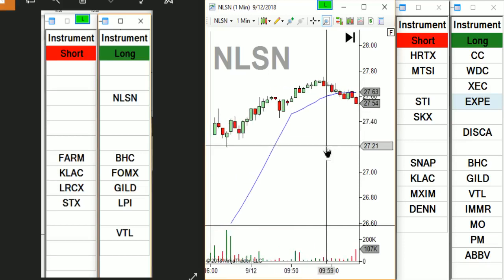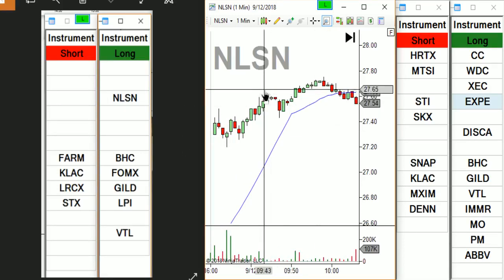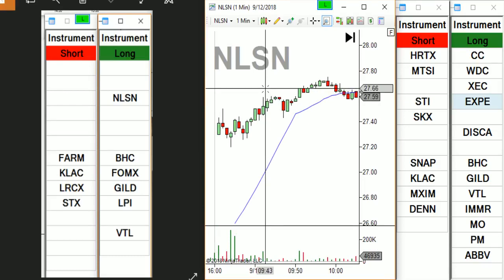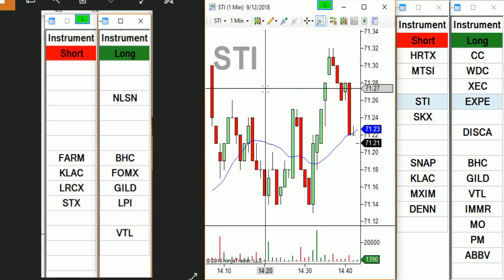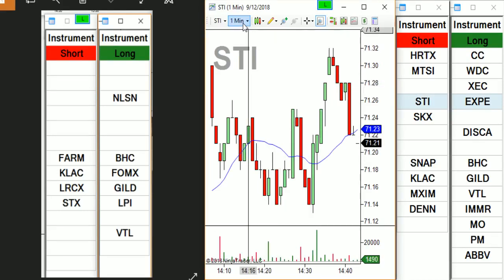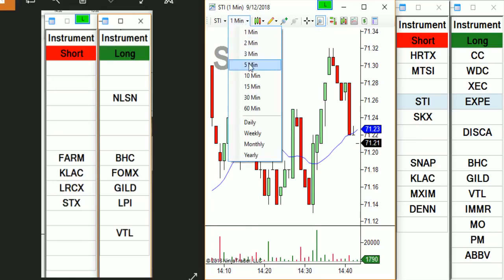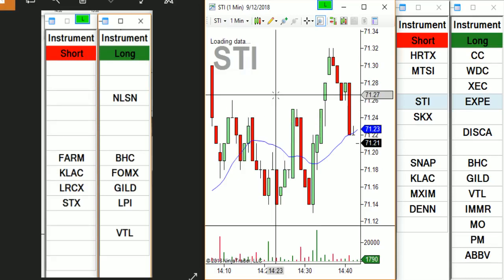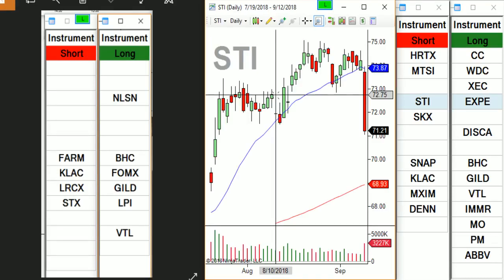So that was a little bit frustrating, but I went after the favorite thing that I had, the NLSN, and it just didn't work out. The other thing that I took today was the STI, which we can look at because that came up after I scanned, okay, at 10:30. All right, so yes, it was a little bit of a slow day, but the STI worked out really nicely.